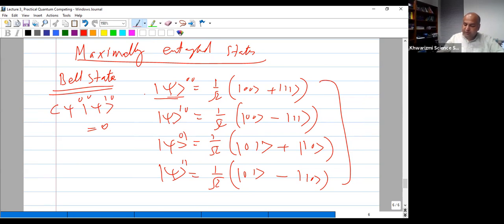All you have to remember is this part, that 0, 0 with 0, 1 is 0, and 0, 0 with 1, 0 is 0, and so on. So the orthonormality of the computational basis states that we already studied. So they can also form another basis. We call it actually Bell basis.